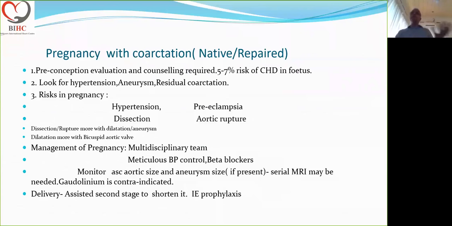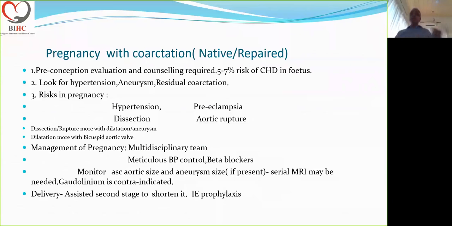And therefore, the pregnancy should be managed by a multidisciplinary team who can handle this. Meticulous blood pressure control, beta blockers are quite often used, and monitor the ascending aortic size and aneurysm. If it is there, of course, you should be looking for it. And you may need serial MRI.